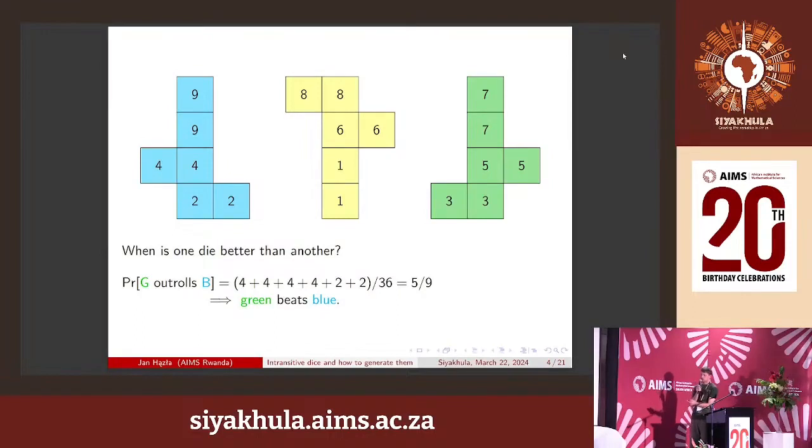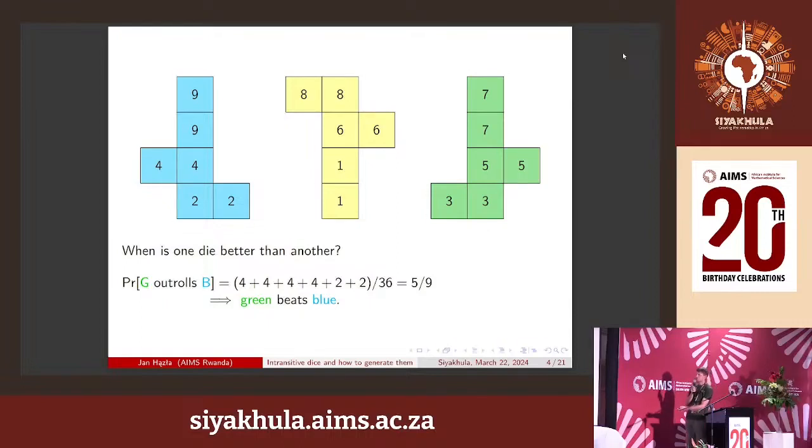And finally, you can check the third remaining pair. So now green versus blue. 7 is winning with 4 and 2. 5 is also winning with 4 and 2. So it's 4 plus 4 plus 4 plus 4. 3 is just winning with 2, so plus 2 plus 2. And, maybe surprise, surprise, you add it up. It is also 20 over 36, equal to 5 over 9.